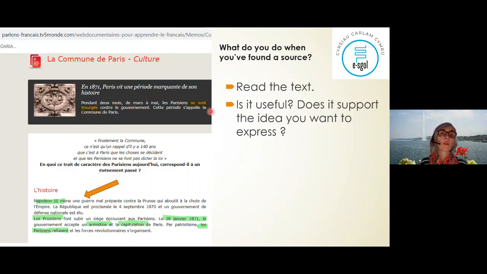I thought reading that is quite an easy text, in fact, and it's linked with theme 4. You find the words you already know from theme 4, like armistice, capitulation. Those words should ring bells while you are doing theme 4 now. "Mais se sont insurgés", perhaps that word is difficult.